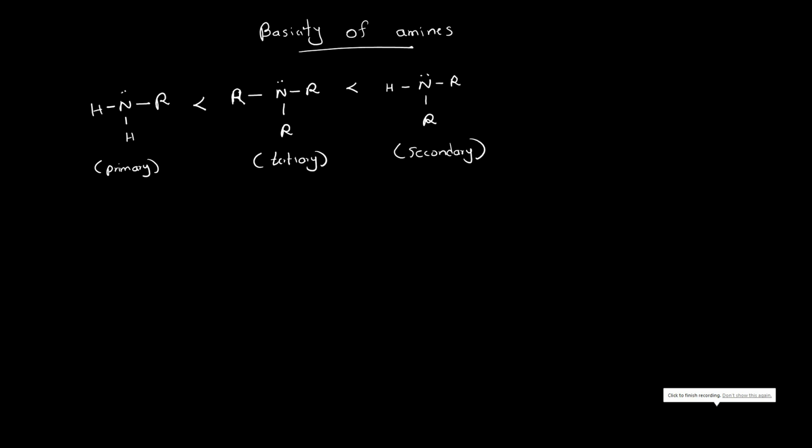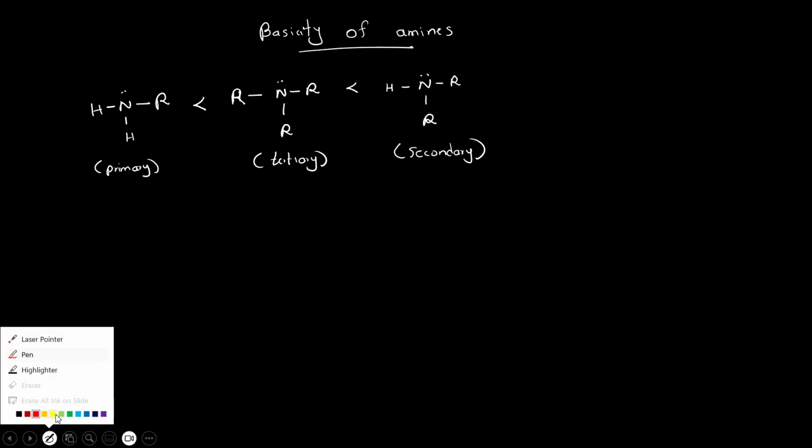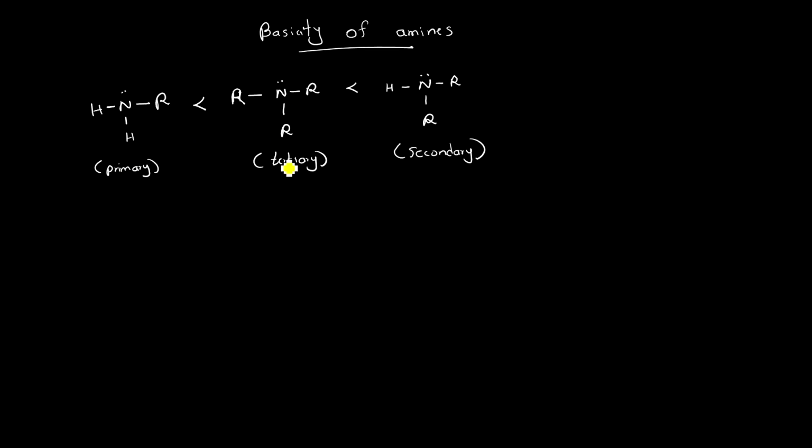In this video we are going to talk about the basicity of amines. I am going to focus this video on these three molecules: primary amines, tertiary amines and secondary amines. Officially, you may know that the basicity order of amines is like this: the primary amines have the least basicity, and then we have the tertiary amines, then the secondary amines.